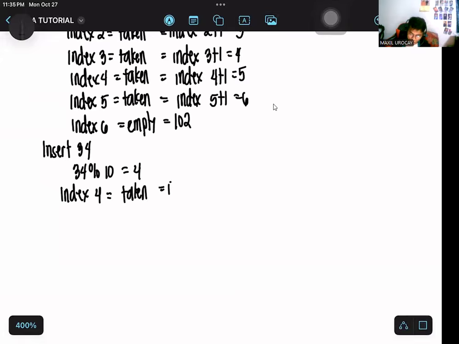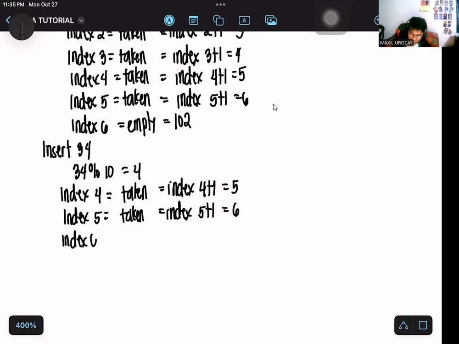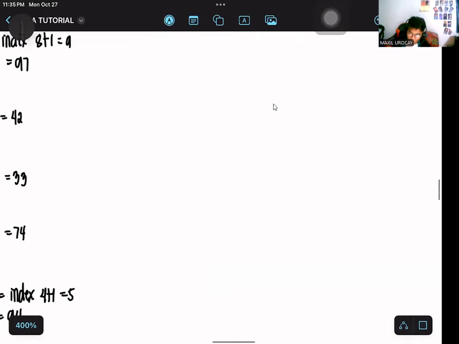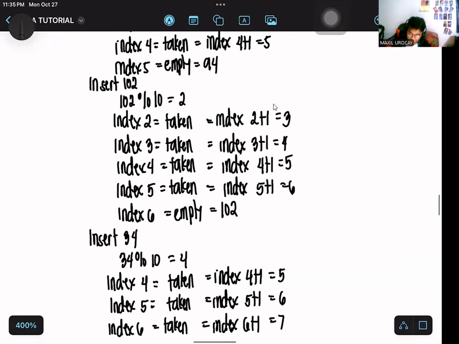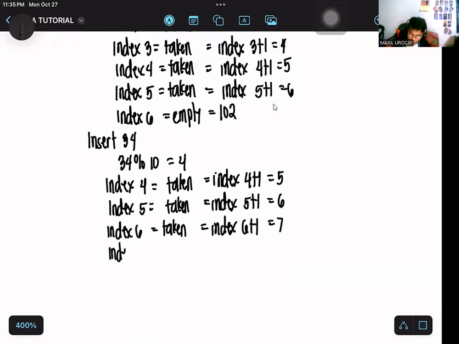So probe index 4 plus 1, so 5. Index number 5 was still taken because index 5 plus 1 equals 6. So index 6 is taken. Therefore, index 6 plus 1 equals 7. Now, index number 7, let's see, that is allocated. So index 7 was taken.